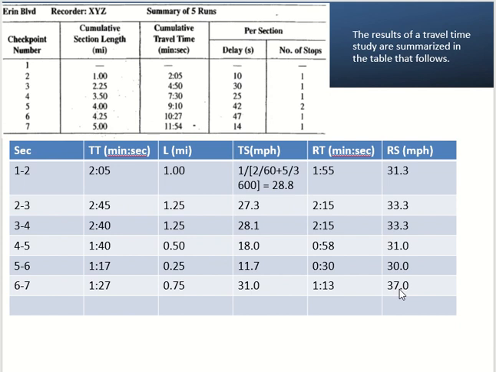Now we have two speed values, right? Running speed and travel speed. We will use each one of them. We'll use travel speed and running speed. So give me the mean for each one of them, the x bar for each one of them.